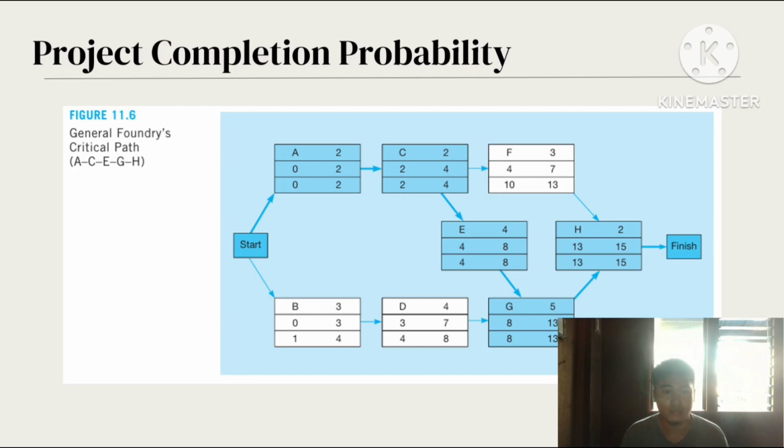So, in the figure, the blue shaded parts are the critical activities. So A, C, E, G, and H.